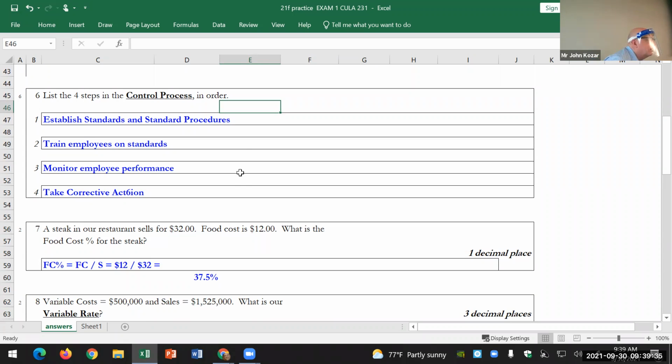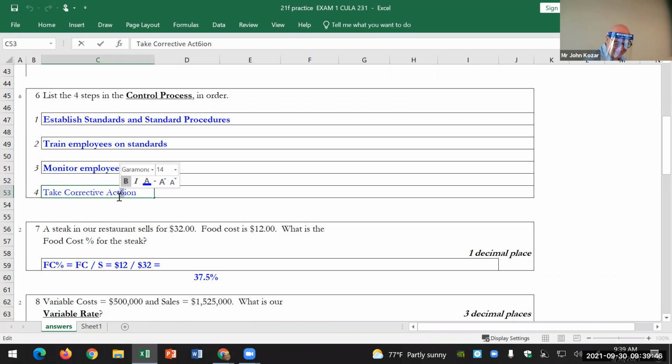Wait, why is there what? In number, wait. Oh, typo. This is a very awkward keyboard to sit at.